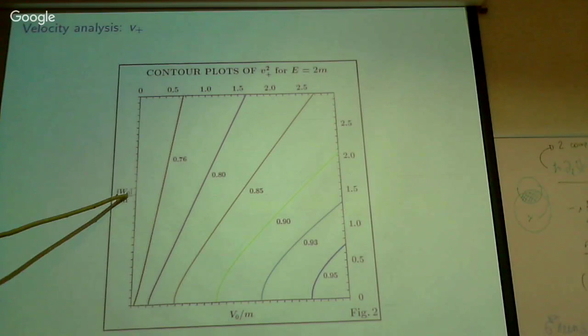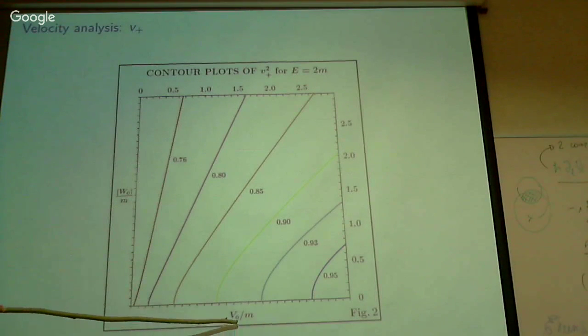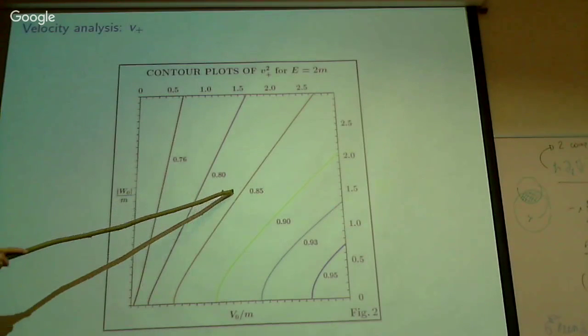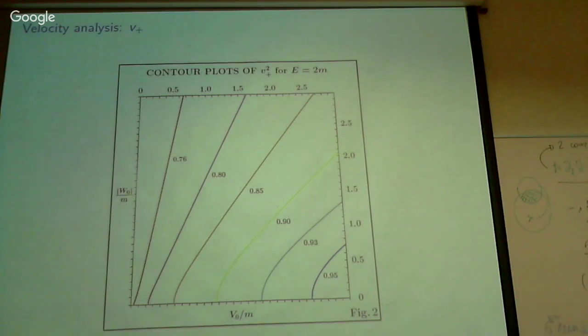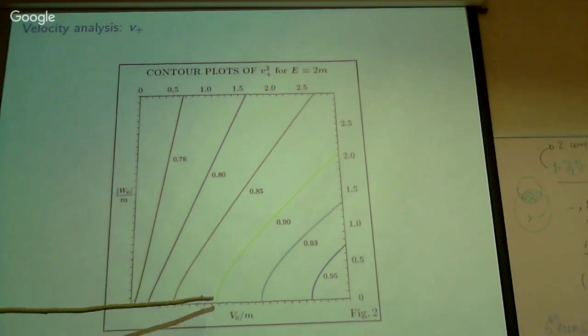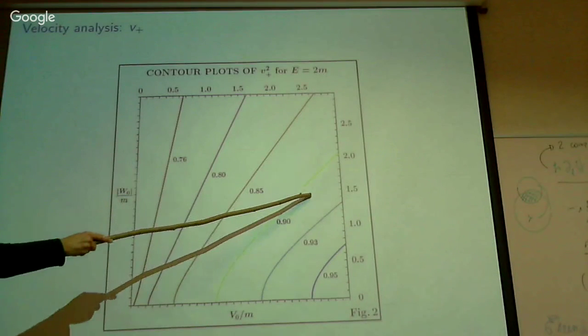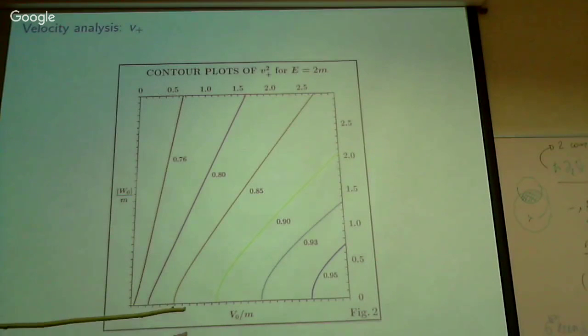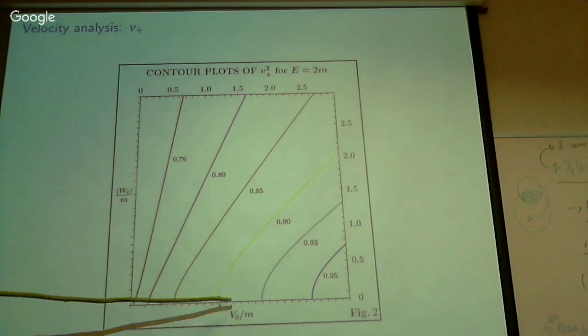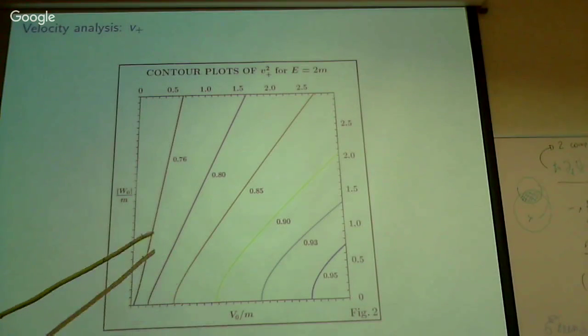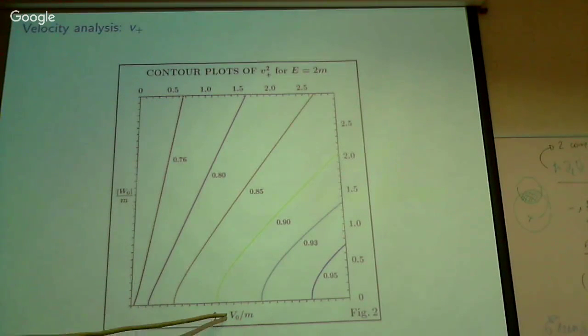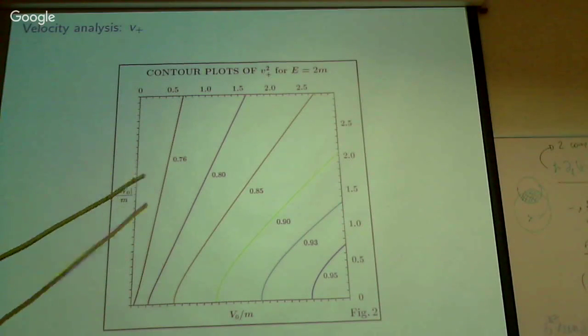So we see from this that if we keep a constant value of W0 and increase V0, the velocity of this particle increases. On the other hand, if we keep a constant value for V0, we see that if we increase W0, the velocity of this antiparticle decreases. So the effects of these potentials are changed.